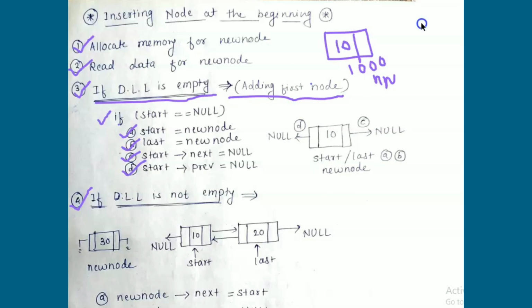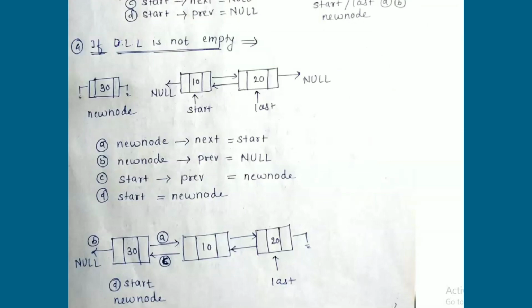So these statements we have to follow in case of adding a first node into our doubly linked list. Second case is your linked list is not empty, it is already holding some data and you want to add a new node at the beginning. Here I am considering a doubly linked list with two nodes as well as this new node. So now I want to add 30 as a new node into my existing linked list. It is represented with the help of the pointer variable new node. And second, this is the start of my linked list.